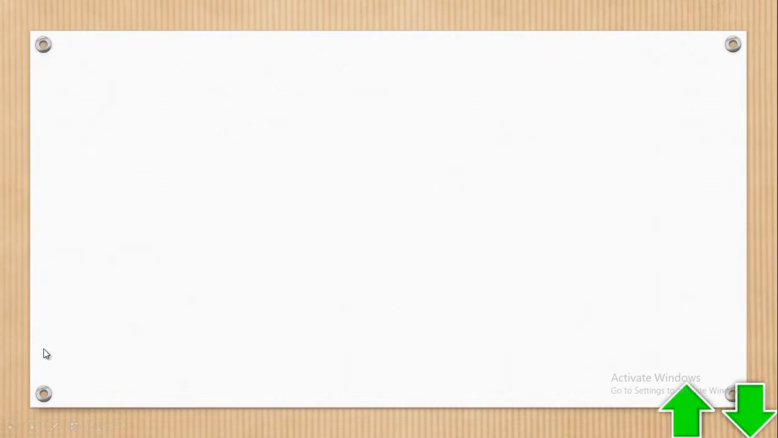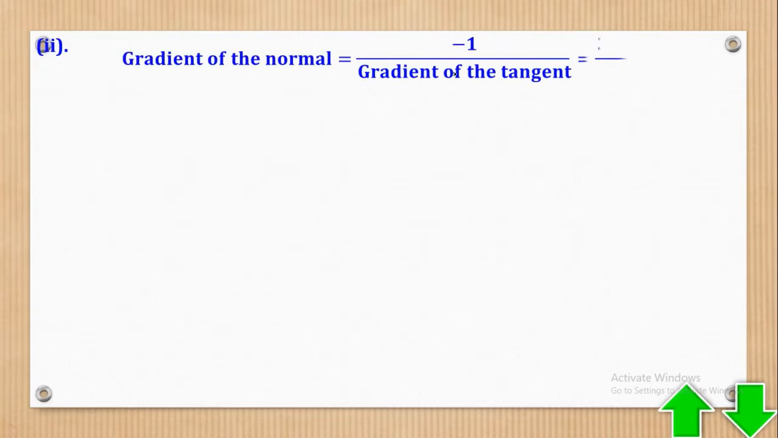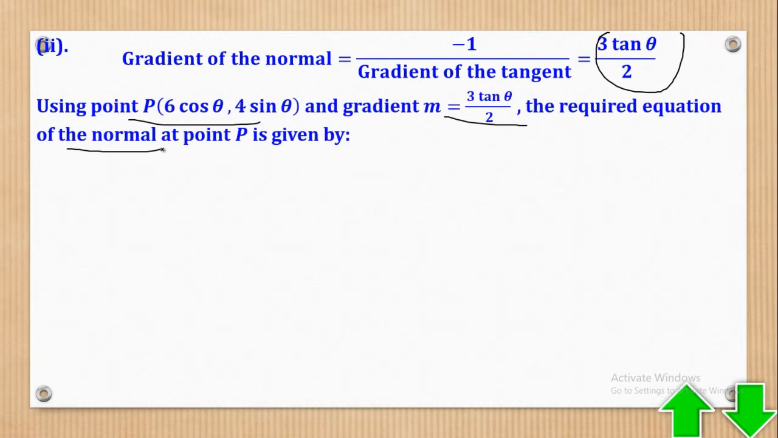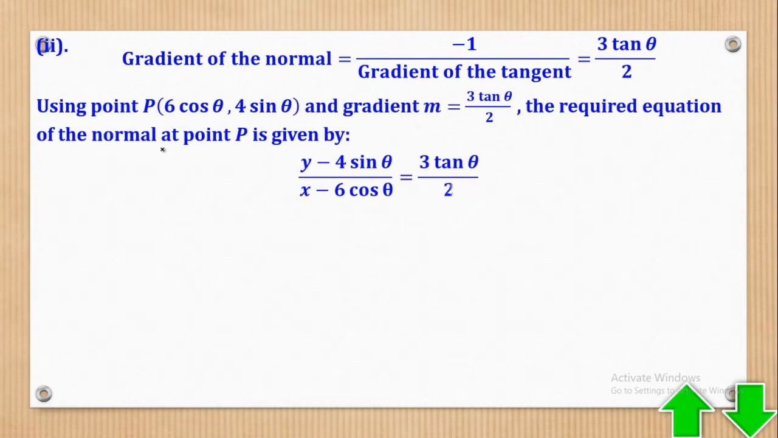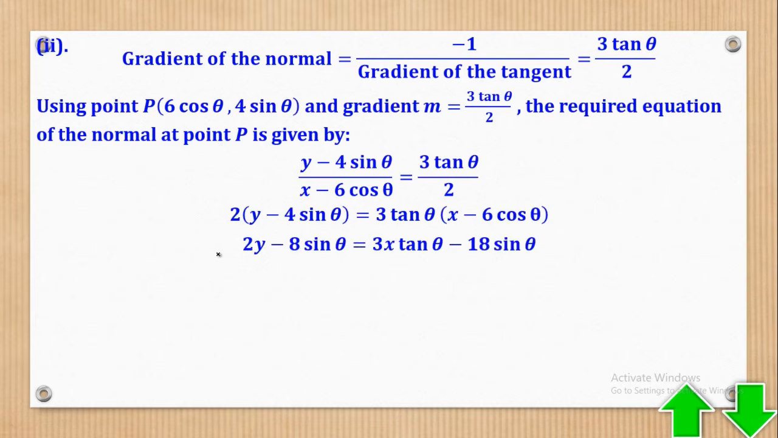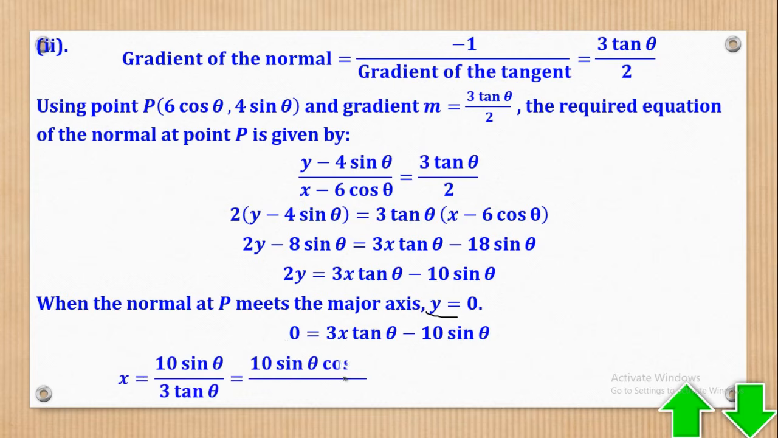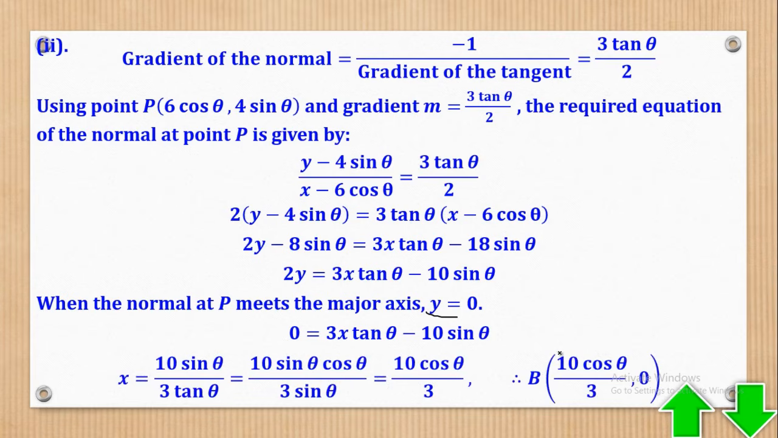For point B, we need the equation of the normal. So the gradient of the normal will be given by the negative reciprocal of the gradient of the tangent. Therefore, using this point and the gradient of the normal, I can get the equation of the normal using this expression. I'll cross multiply, expand, simplify, and then say that when the normal meets the major axis, y is equal to 0. Therefore, substitute for y and get the value of x. When I get the value of x, it implies that B will be given by that point.